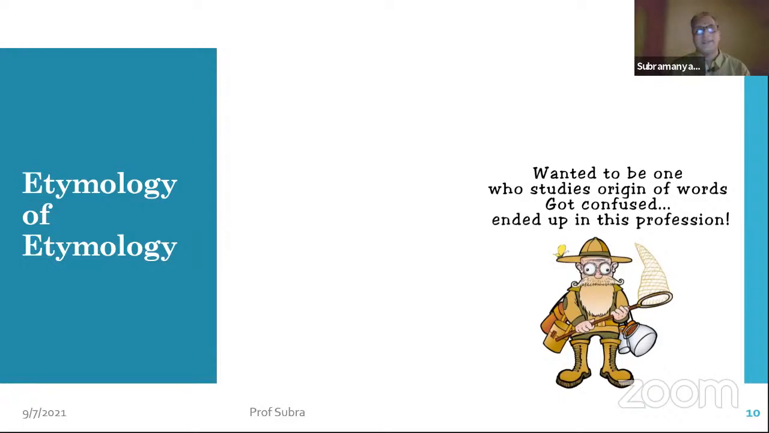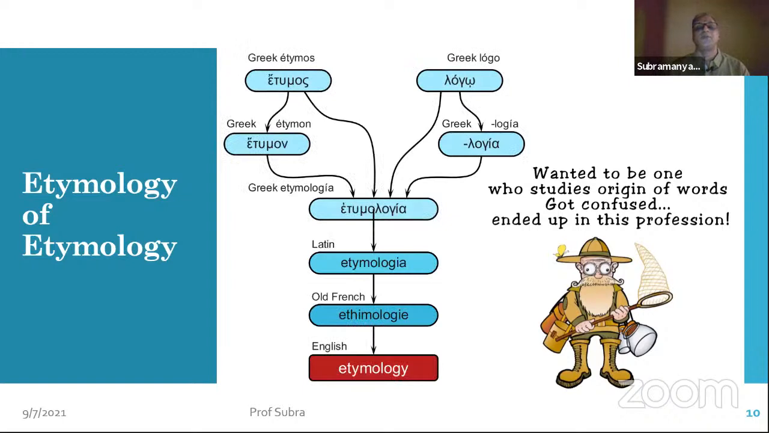And let's just look at the etymology of etymology. Etymology is derived from a Greek word, etymos, and another Greek word, logos. Etymos means something which is true, the true origin of something, and logos means study. That resulted in the Greek word etymologia, from where the Latin word etymologia, and the Old French word etymologie, and finally in English we have the word etymology, which is nothing but the study of the origin of words.